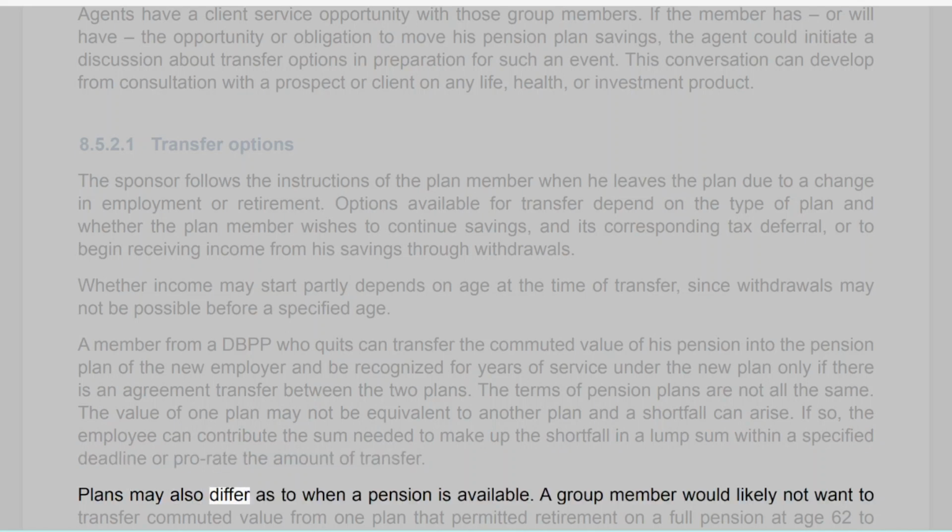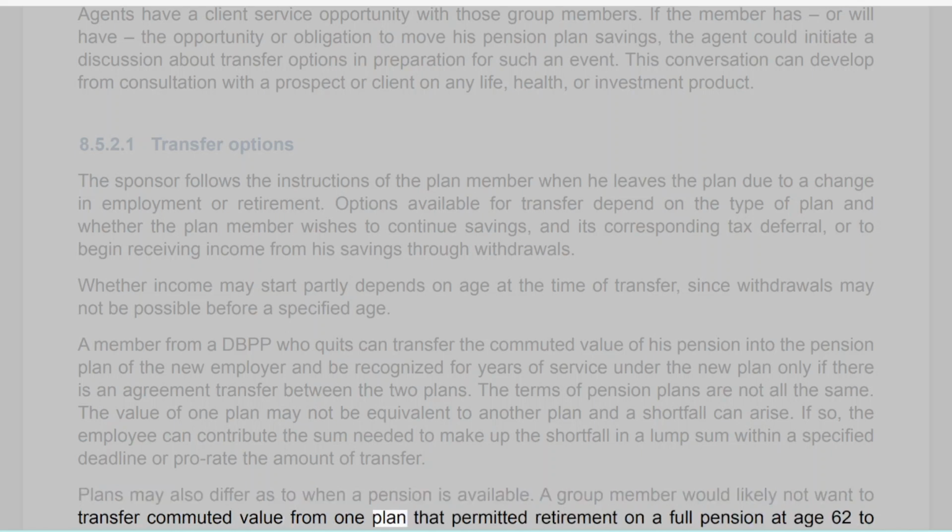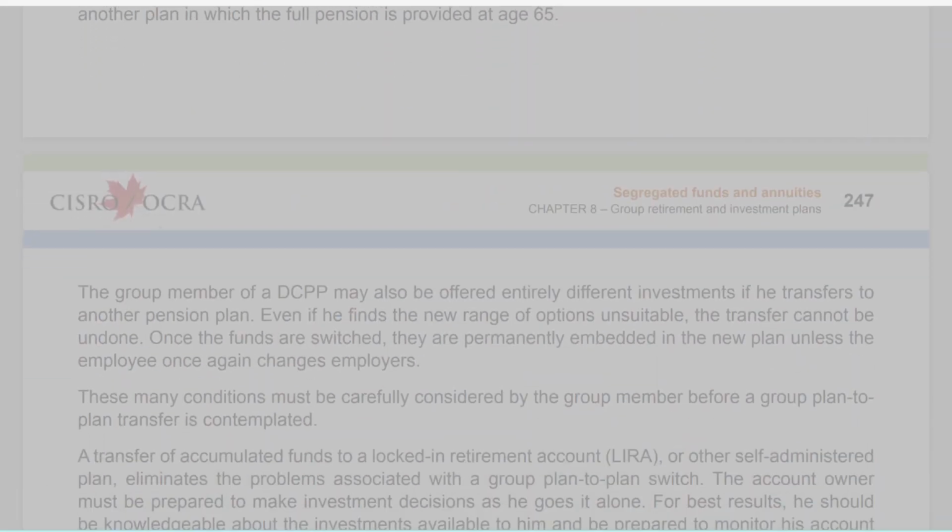Plans may also differ as to when a pension is available. A group member would likely not want to transfer commuted value from one plan that permitted retirement on a full pension at age 62 to another plan in which the full pension is provided at age 65.